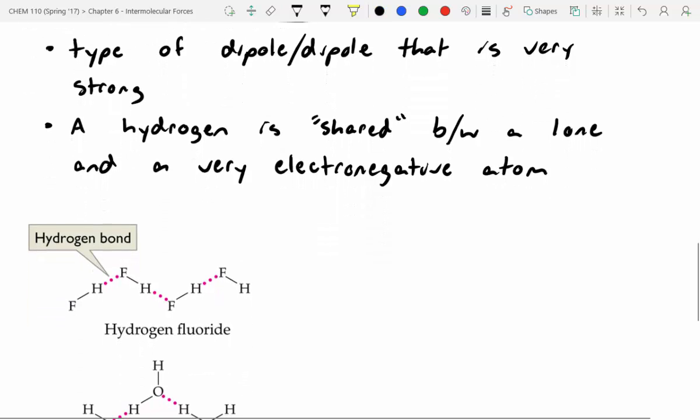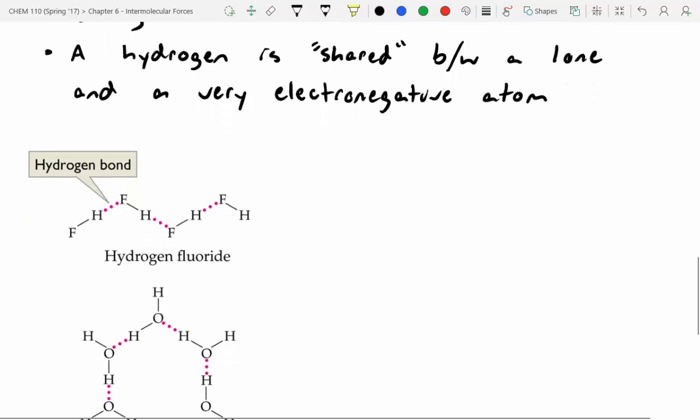Does anybody remember where the most electronegative atoms are on the periodic table? The top right. Which one's the most electronegative? Fluorine. So typically, the closer you get to fluorine, the more electronegative you're going to be. So if we think about hydrogen bonding, there are three main elements that tend to stand out. Fluorine being one, it's the most electronegative. What do you guys think another one might be? Oxygen. And then a third one is actually nitrogen.